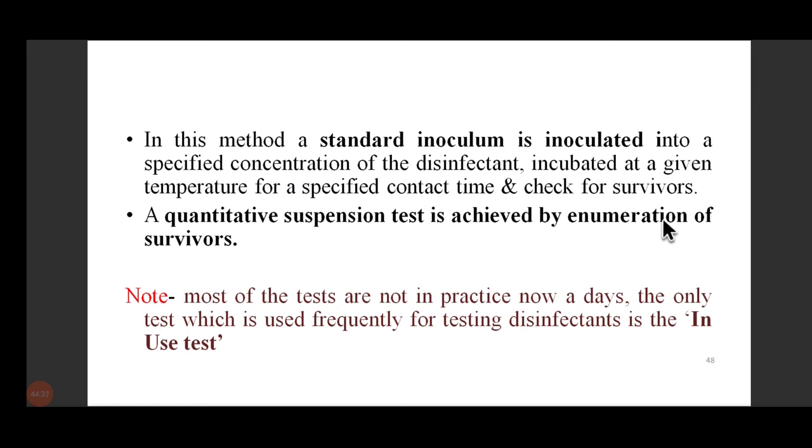Then we are inoculating it into a specified concentration of the disinfectant. We are incubating it at a particular time and temperature, giving it a specified contact time, and then we are checking for survivors. With that particular level of disinfectant, what amount of microorganisms are able to survive? Then the quantitative suspension test is achieved by enumeration, meaning how much bacterial concentration is still there after we have given the optimum contact period. So as I already told you, these are not used. You just have to learn the names.